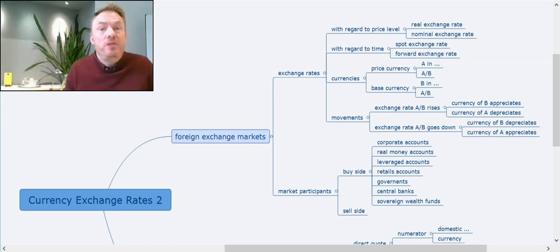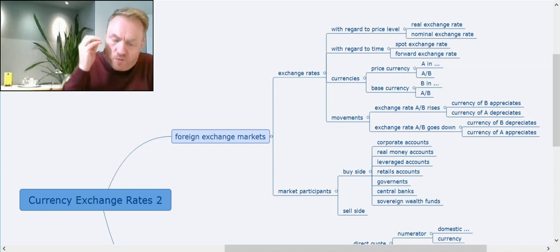I'd like to introduce you to something that deals with economics, and that is currency exchange rates. If we're looking at foreign exchange markets, we need to deal with exchange rates: there's the real exchange rate and the nominal exchange rate. We don't want to talk about them, and we also don't want to talk about spot exchange rates and forward exchange rates. All this belongs to a different video.